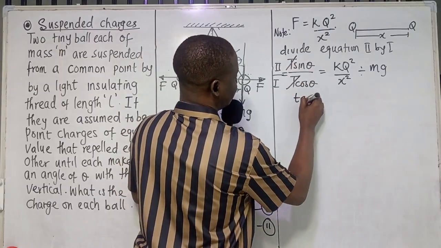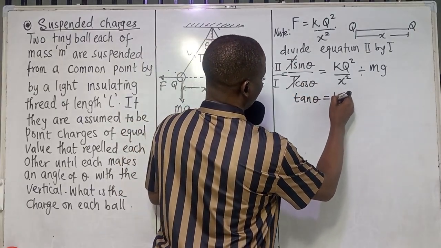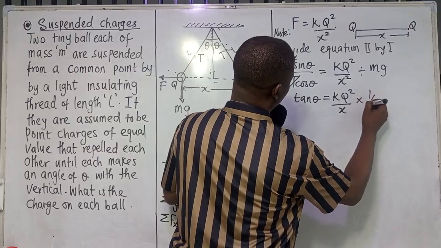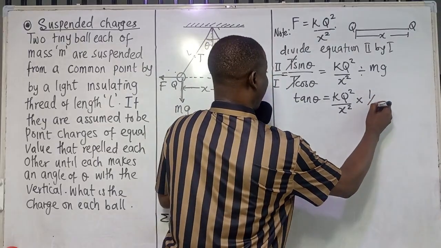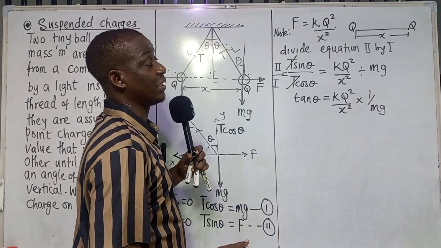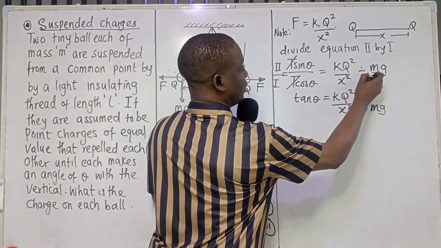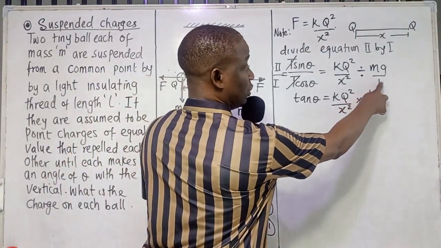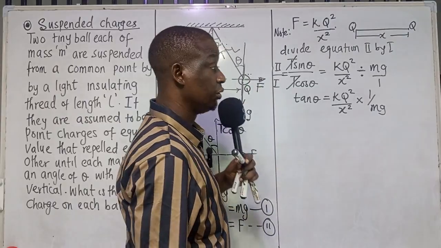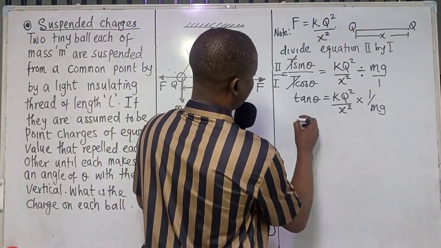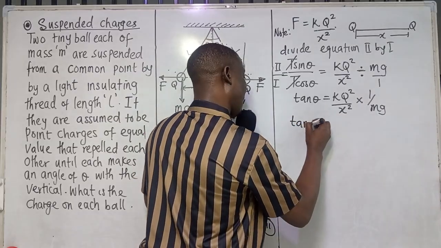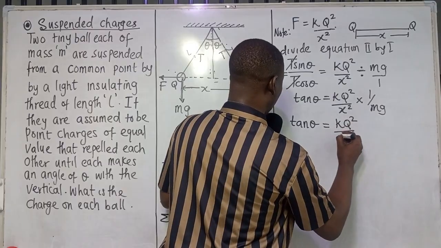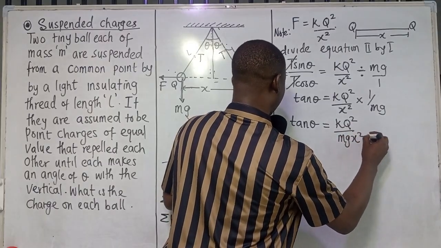We are going to have tan theta is equal to KQ square over X square times 1 over mg. You were taught that whenever you remove division and turn it to multiplication, the 1 will go up and the mg will come down. So we are going to have tan theta is equal to KQ square all over mgX square.